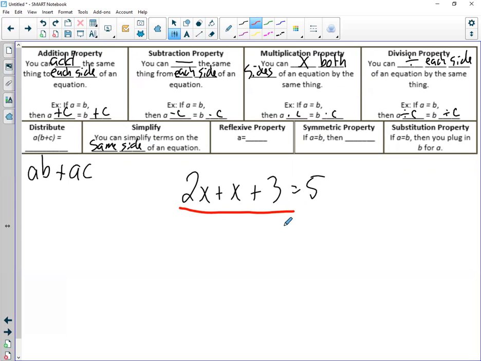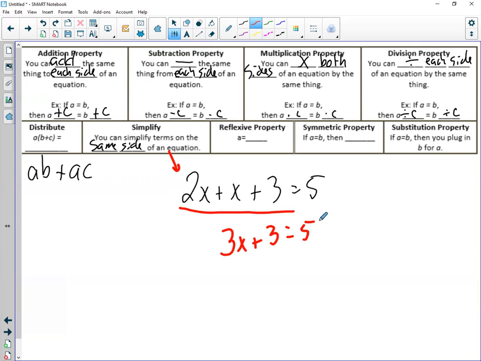Would I subtract 2x from each side of the equation in this problem right here? No, I would not, not until I've combined them. This is what simplify is. Simplify means that I'm going to combine my two statements, so I would have 2x plus x, which would be 3x plus 3 equals 5. This is what simplification looks like. So that's what the simplify step looks like. Okay?